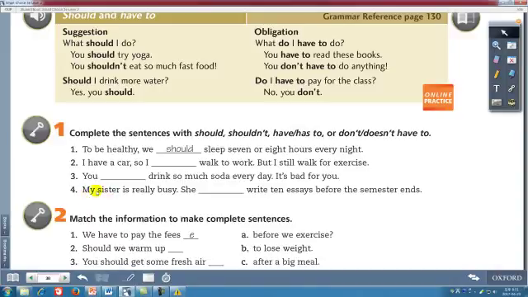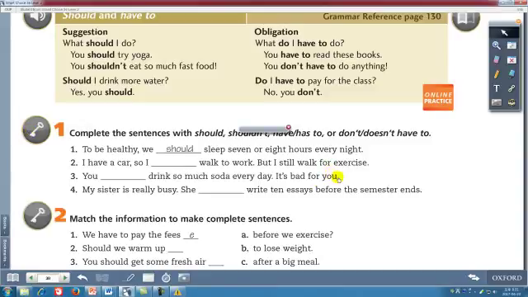Okay, number 4, my sister is really busy. She has to write 10 essays before the semester ends. Oh my goodness, she is really busy. So it looks like she is required to do something. So in this situation, she has to write 10 essays before the semester ends.